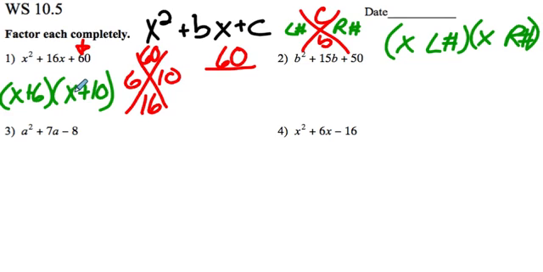That's it. If you were to FOIL this or multiply this back together, if this was the problem, multiply this together in factored form, and this is your answer in standard form.